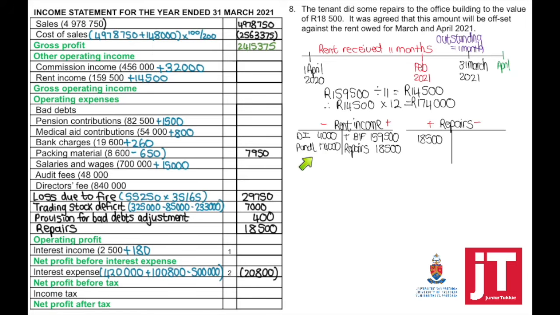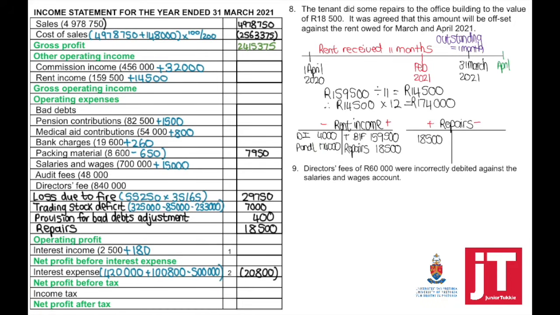My total income for this accounting period is supposed to be 174,000. We calculate that by taking 14,500 times 12. You could have written that figure as your final figure in your income statement. So this means that this tenant has paid rent in advance with 4,000 because of the repairs. It's not relevant to the income statement. I'm just explaining so that you know what is happening with this adjustment.